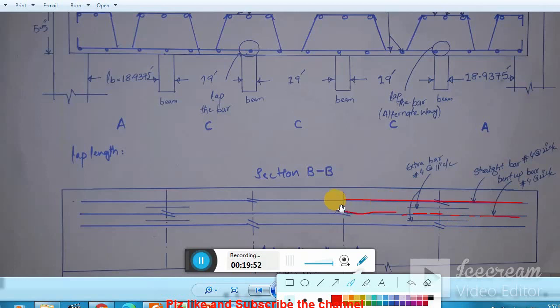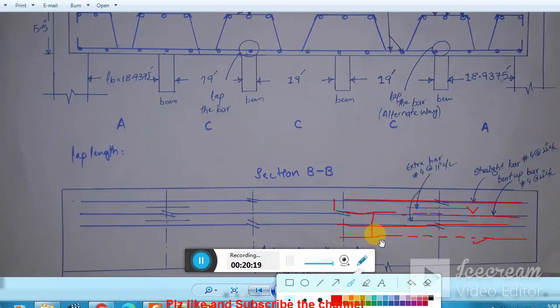The spacing in these two bars is now 8 inch. But this is my bottom, and this is my top. Here is my top bar. Now again, if I place a straight bar, then I have to place a top bar, or you can say bent up bar. Okay, now these two are my top bars in this region.